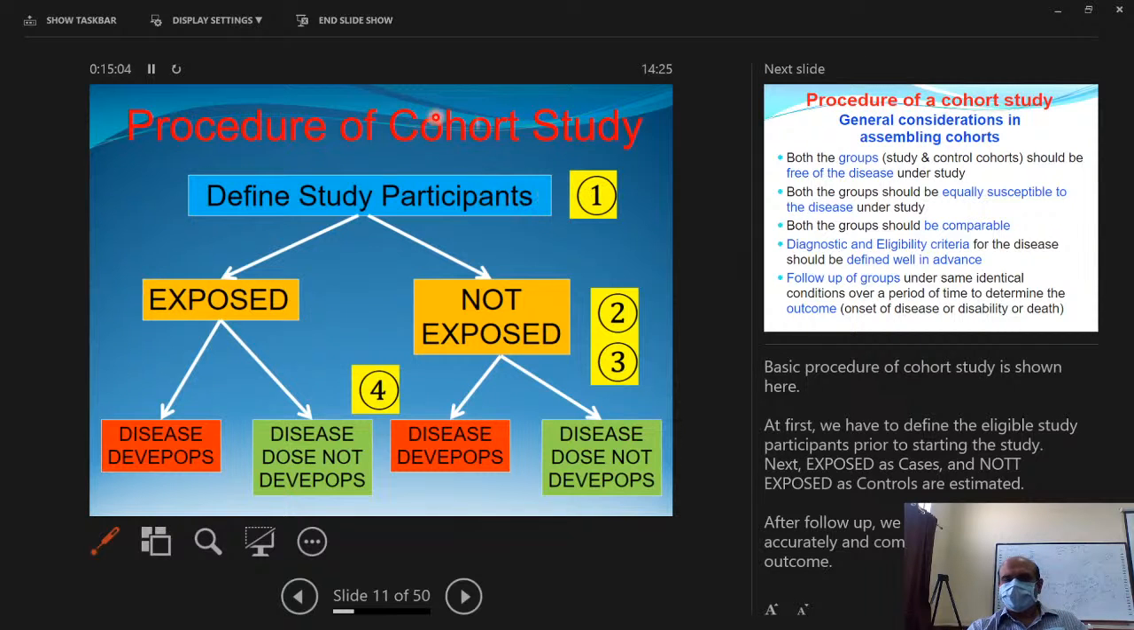So define the study participant. We take a defined study participant, like for example, if I take elderly population above 60 years of age as my study population. I want to study elderly people over 60 years of age.